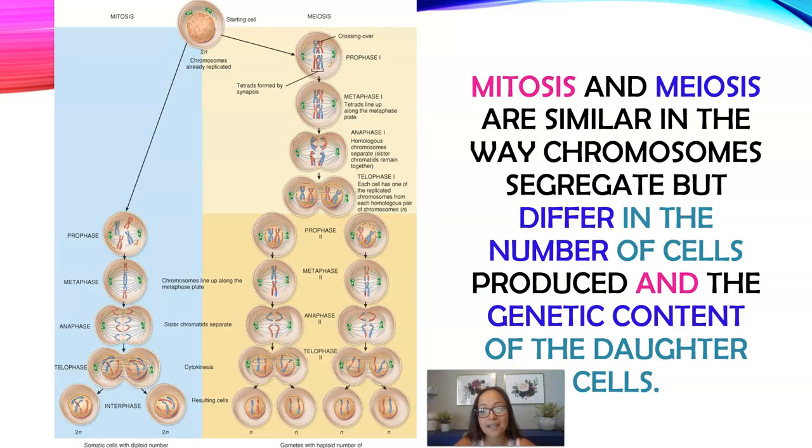So the genetic content of the daughter cells, the amount, is half, which is different from mitosis, but also they're not identical to each other thanks to crossing over in metaphase 1 and anaphase 1.